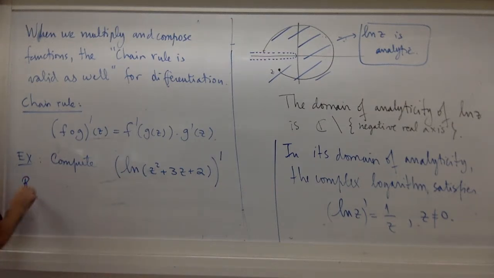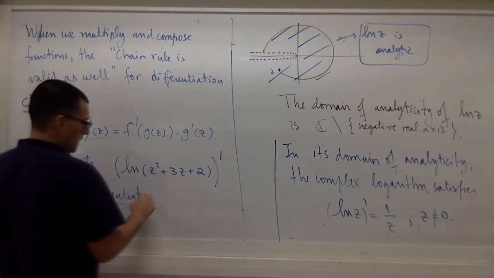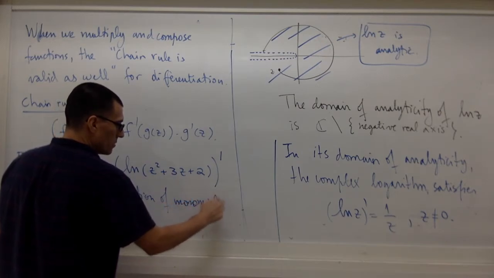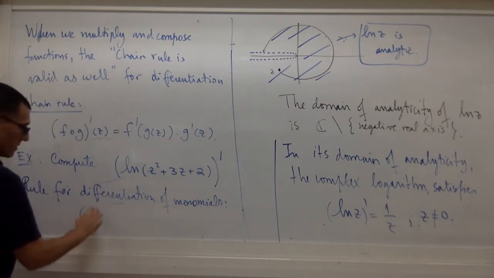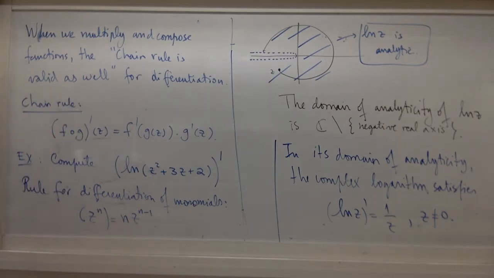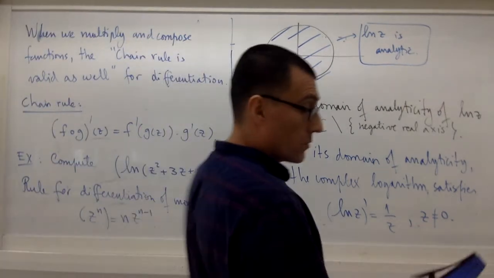So this is the rule for differentiation of monomials. What was it? Remember, it was the derivative of z to the power n equals n z to the power n minus 1. Okay, for monomials, here we have an addition of monomials. So what can we do here?